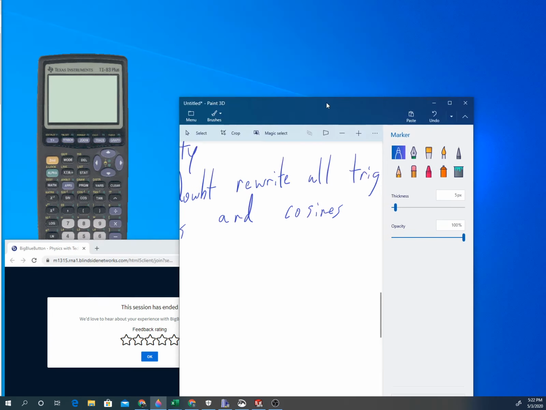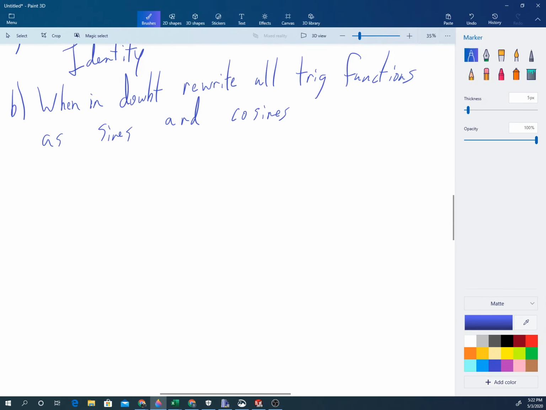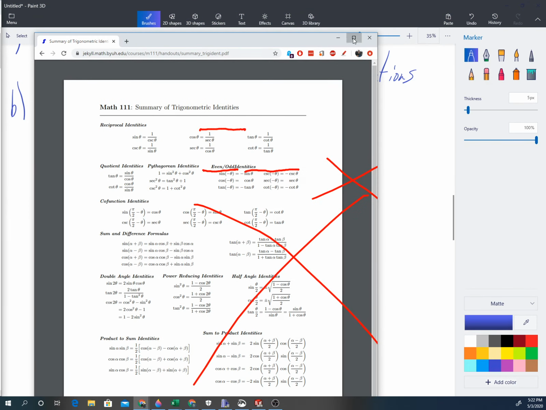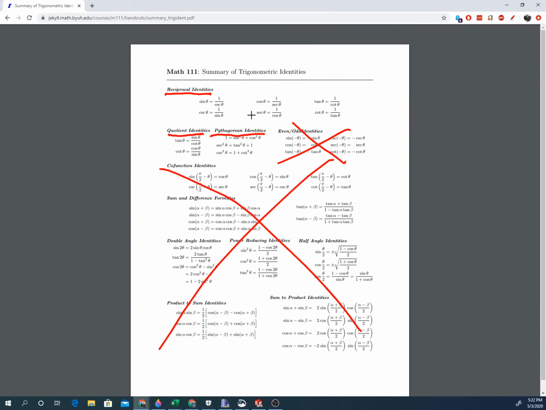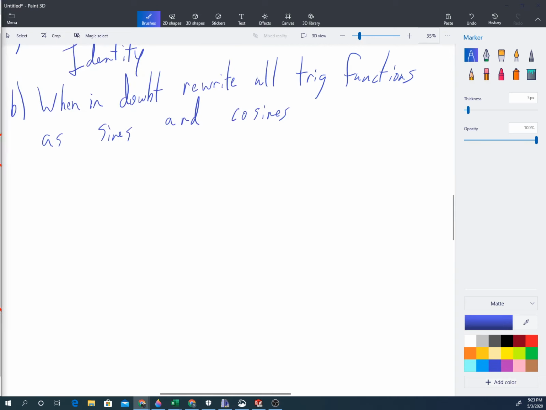the identity page, which I've already misplaced for myself. Here we go. So when I say that, notice that every function here, your sine obviously can be written as a sine. Cosine can be written as a cosine. Cosecant can be written as 1 over sine. Secant can be written as 1 over cosine. Tangent can be written as sine over cosine. Cotangent can be written as cosine over sine. You can write every function so it's only using sines and cosines, and sometimes that is a helpful step in solving the problem.